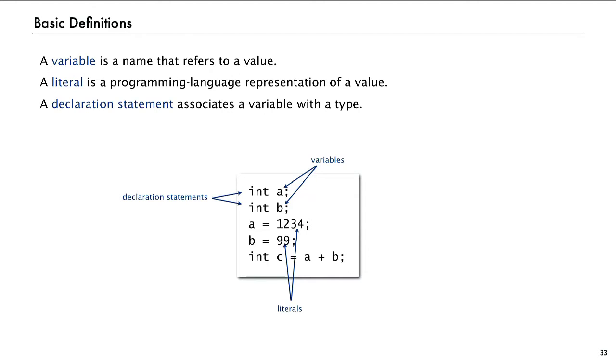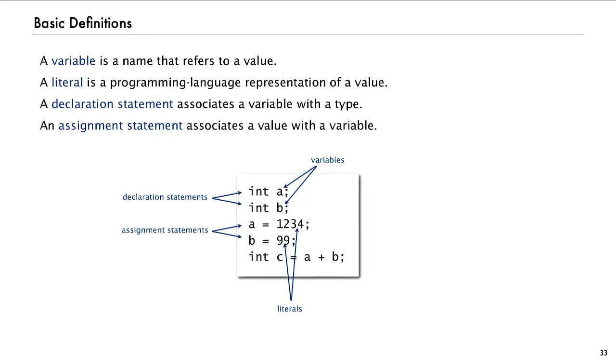Then there's a thing called a declaration statement. That associates a variable with a type. These two declaration statements say that A and B are of type int. So the set of values that they can take on is the integers, and the operations you can perform on them are add, subtract, multiply, and divide. The other kind of statement that we're going to use for most of the programs today is called an assignment statement. What that does is associate a value with a variable. This one associates the value 1234 with A, and the second one associates the value 99 with B.